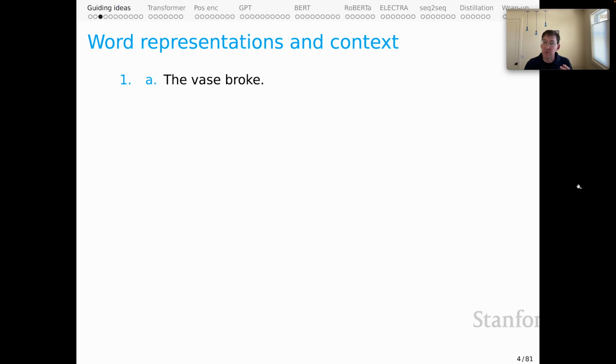Let's start with a simple case like the vase broke, and our focus will be on that English verb break. Here, the sense of break is something like shatter. For dawn broke, though, we have a superficially similar looking sentence, subject-verb, but now the sense of break is more like begin.